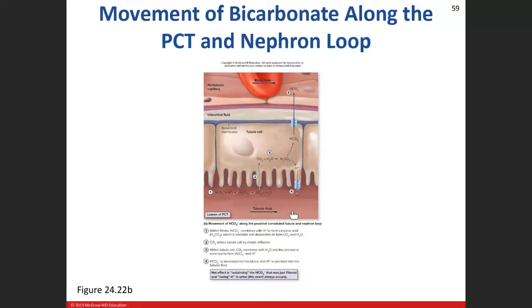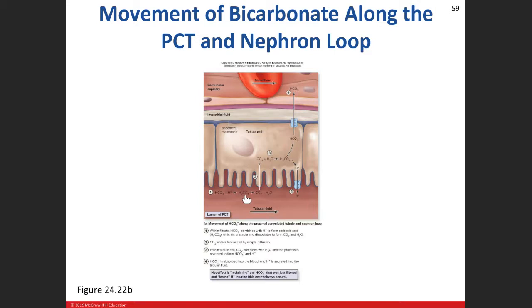Okay, so here's our tubular fluid. In our tubular fluid, we've just pushed out of our blood bicarbonate and hydrogen ions. So what will happen is, for a brief moment, the bicarbonate and the hydrogen ion will combine to form carbonic acid. It's brief because carbonic acid is not a very stable molecule, which is okay. That's fine. We don't want it to be too stable because stable molecules are harder to break apart. So it's relatively unstable, so they briefly combine into carbonic acid.